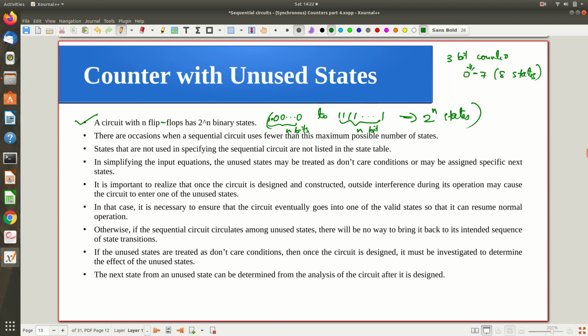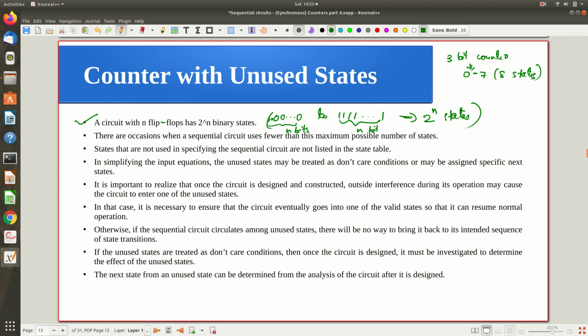There are occasions when a sequential circuit uses fewer than this maximum possible. So if there are 2 power n possible states, the straightforward binary up counter, binary down counter, those implementations we know. But sometimes it will be less than that. For example, in the BCD counter, we saw that it is not going through all 16 states, right? Even though it is a 4-bit counter, it is going through 10 states only. So like that, there also we have the benefit.